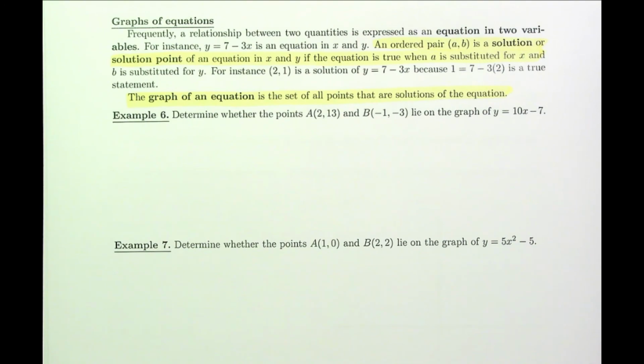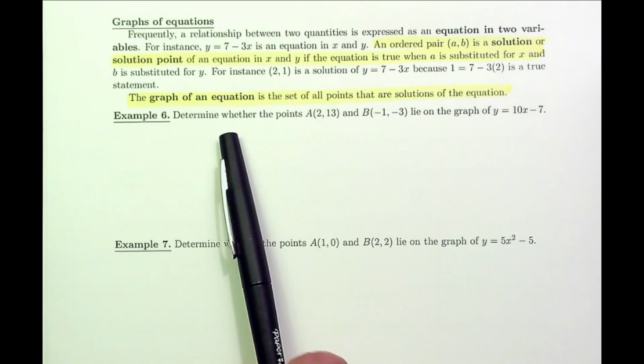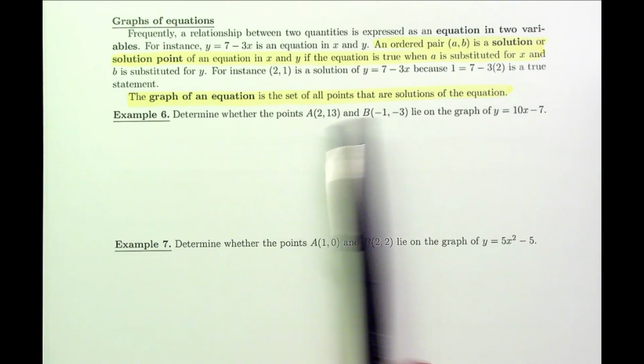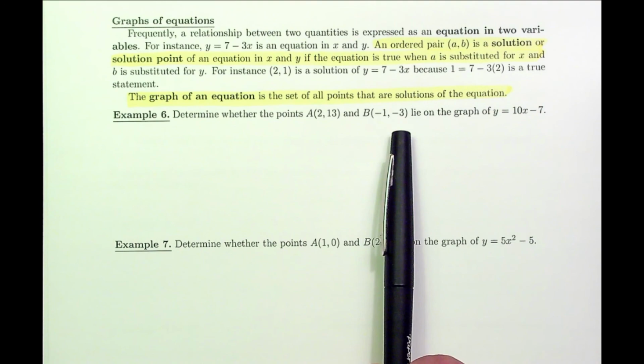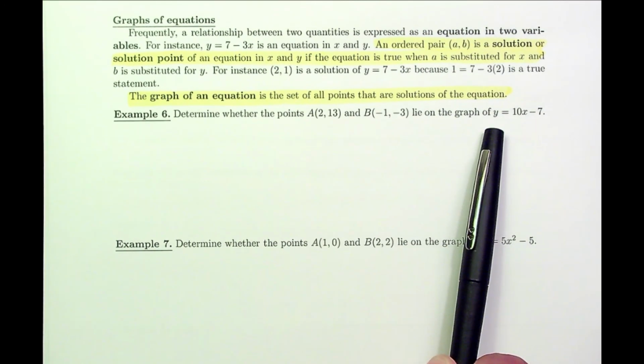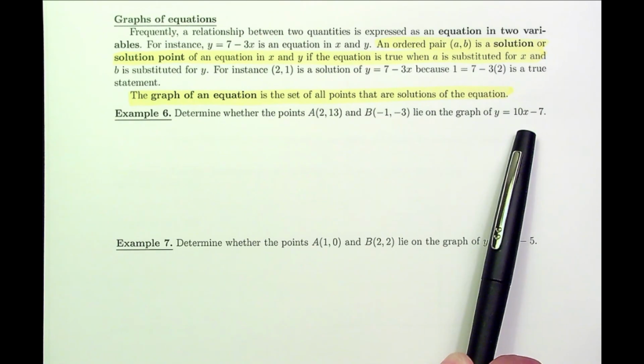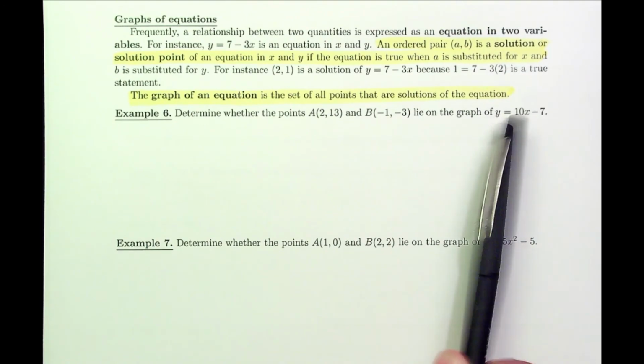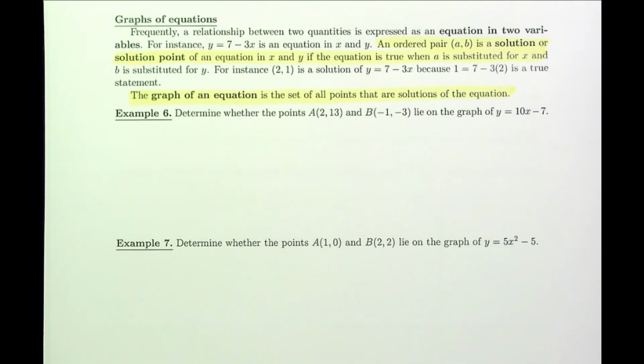Okay, so figuring out whether a point is part of the graph of an equation is actually really easy because, like in this example, all you have to do is plug them in and see whether you get something that is true or that is false. So let's do a couple of examples. For example, this one says determine whether the points A with coordinates 2, 13 and B with coordinates -1, -3 lie on the graph of y equals 10x minus 7. So we're going to figure out whether these two points are on the graph of this equation. And all we have to do is plug them in.